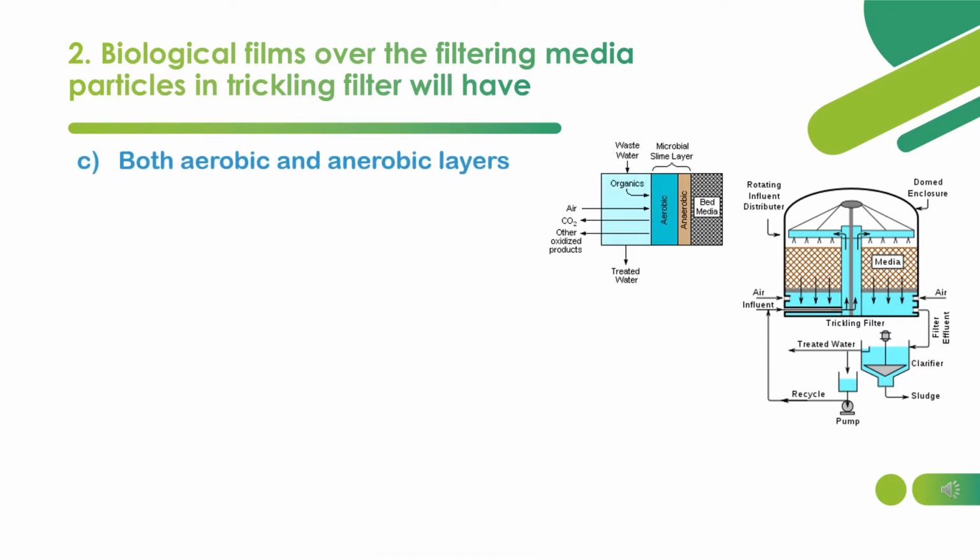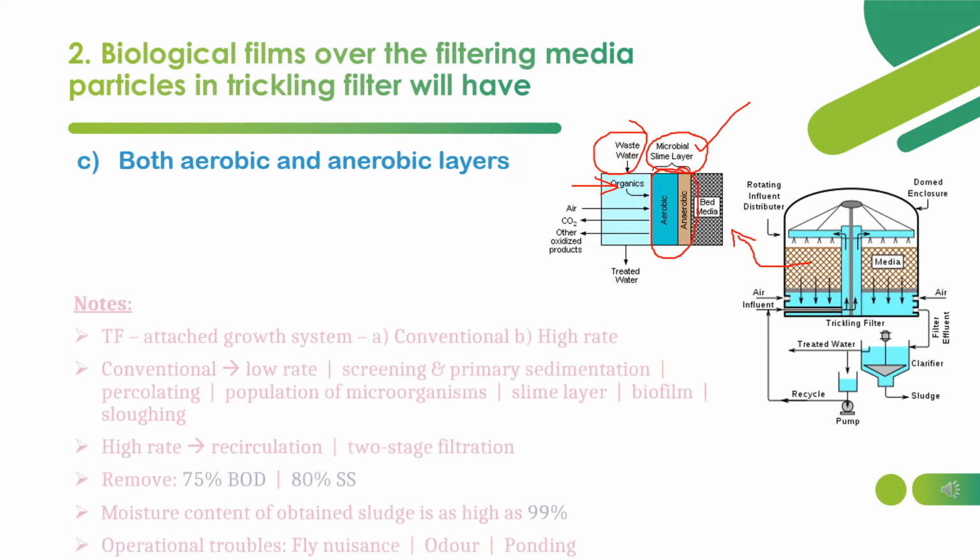You can see in this diagram also. So here bed media is there. Over the bed media there is a layer called anaerobic, and after the anaerobic part the aerobic layer will thrive. So these two layers are collectively called the microbial slime layer, and after that wastewater will be there, and from the wastewater the organics will be consumed by microorganisms. That's why aerobic and anaerobic layers are stuck onto the bed media. So trickling filter is an attached growth system, that's why it is called attached growth.